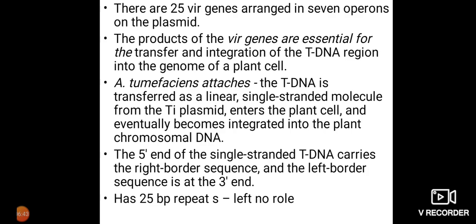The 5' end of the single-stranded tDNA carries the right border region and left border region, which I just told you, and this has 25 base pairs of inverted repeat. People have found that during the transfer of the tDNA molecule, the right border has an important role and decides the part which is going to enter, and the left border decides the border, but in terms of transfer it is not found to have much of a role.